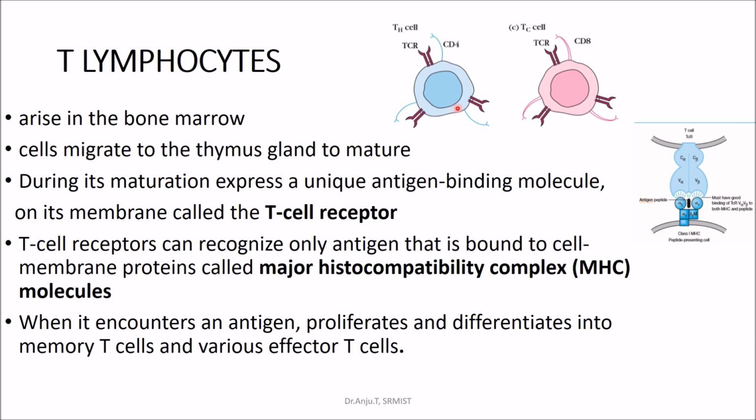And when they encounter an antigen, the T cells start to proliferate and differentiate into effector cells. The effector cells are of two categories, where the major effector cells will be secreting proteins such as cytokines, which in turn will go and activate other immune cells. And a small population of effector T cells will remain as memory.